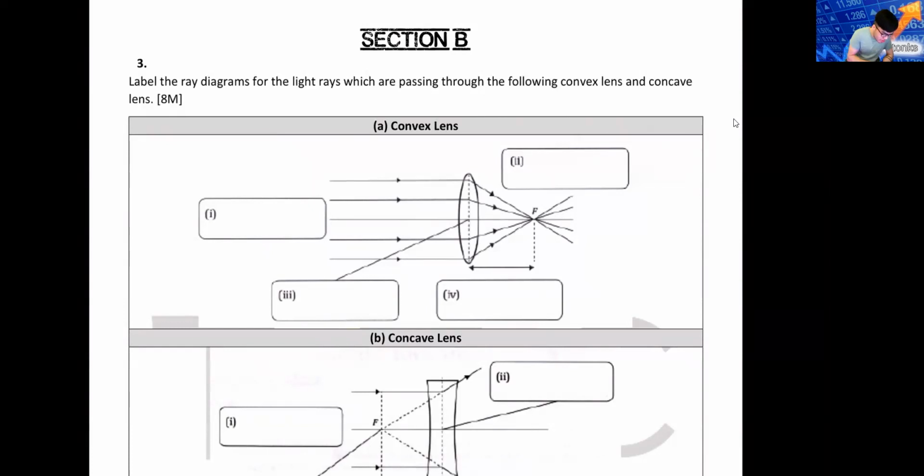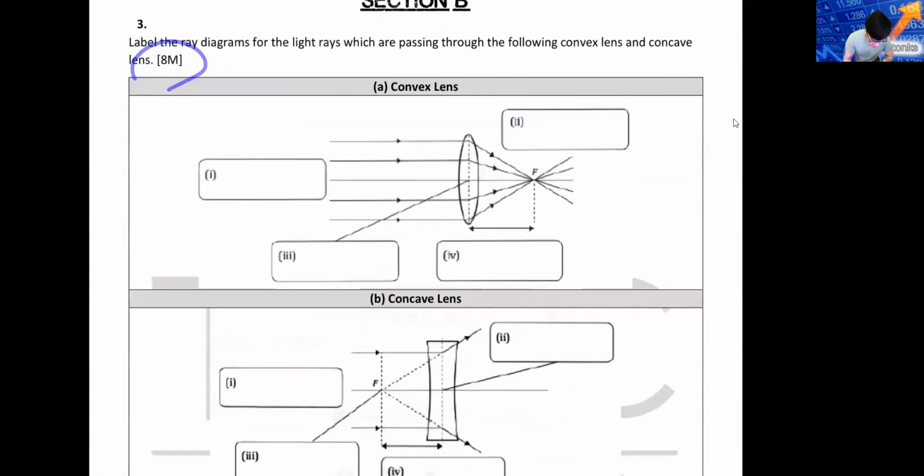So number 3, label the ray diagram for the light rays which pass through the following convex lens and concave lens. Wow, 8 marks. Dream on, they won't give you 8 marks. So what is the first? Number 1, what is this line? I think they're asking for this. This is your principal axis. Okay, number 2, what is this? This is our focal point. Titik fokus.